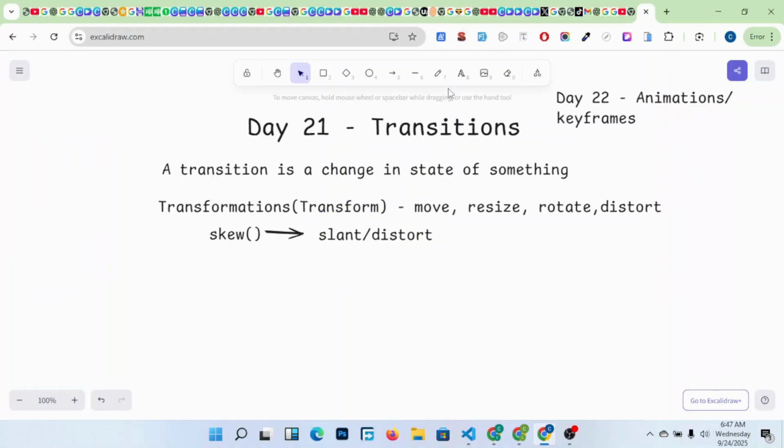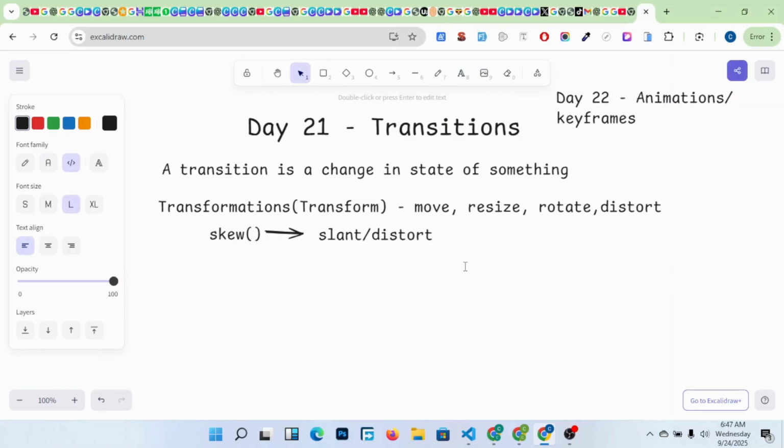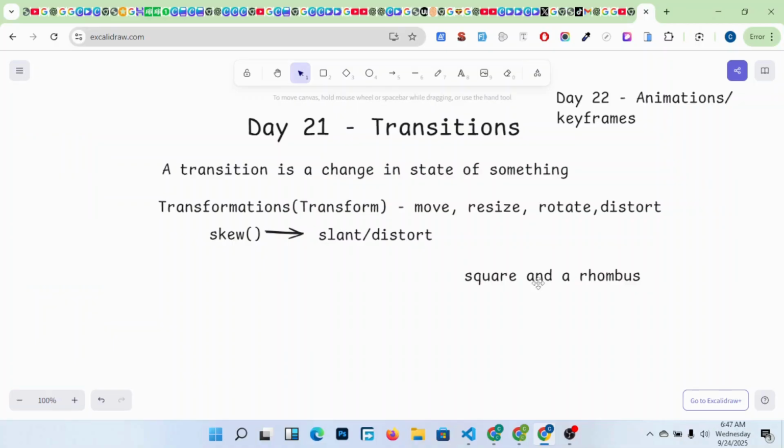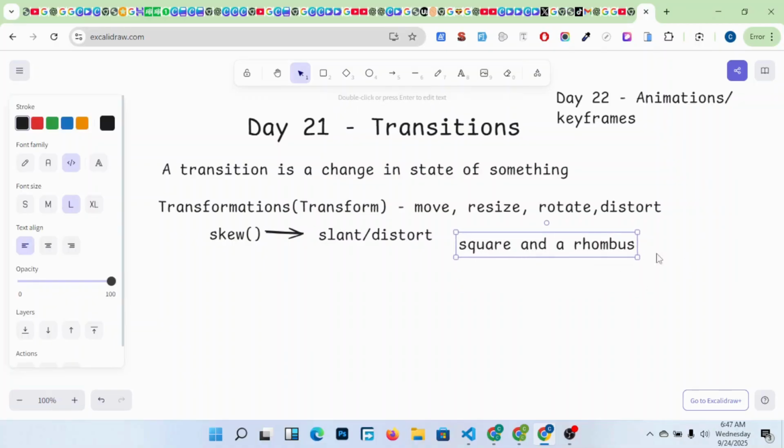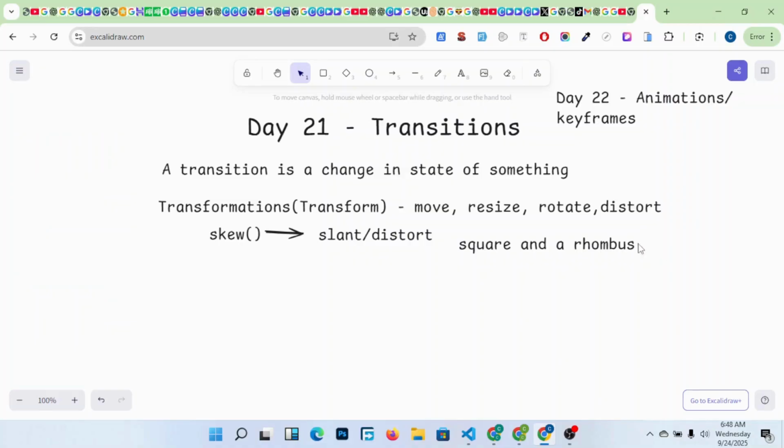Let me give you an example. Do you see these squares here? You can tell the difference between a square and a rhombus. A square is straight, but a rhombus is slanting, or it is skewed. A square whose shape has been distorted is what they call a rhombus. So it's the same logic here.